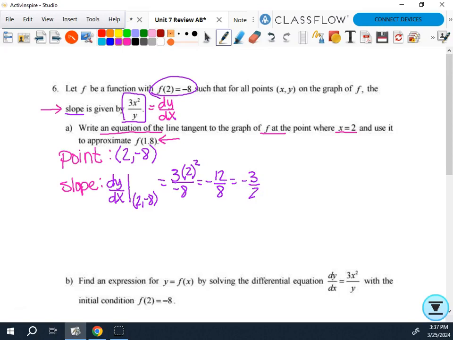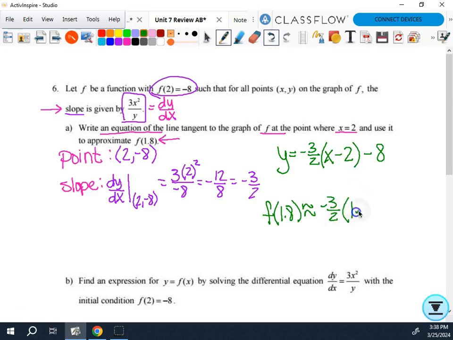Okay. Now I have my point, I have my slope. I can write the equation of my line. So my line is y equals the slope, which is negative 3 halves, times x minus the x value, which is 2, and then minus 8. Then I want to approximate f of 1.8. So f of 1.8 is approximately negative 3 halves times 1.8 minus 2 minus 8.